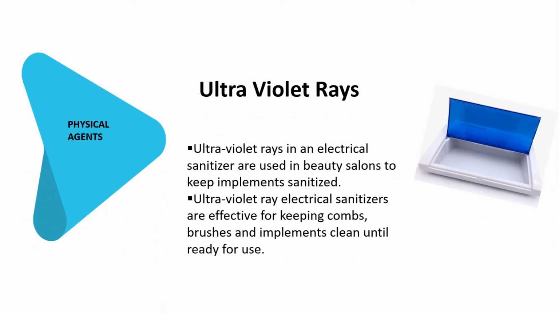ultraviolet rays. Ultraviolet rays in an electrical sanitizer are used in beauty salons to keep the implements sanitized. Ultraviolet ray electrical sanitizers are effective for keeping combs, brushes, and implements clean until ready to use again. You can see a picture of the ultraviolet rays electrical sanitizer, which helps the implements to be protected and sterilized or sanitized.